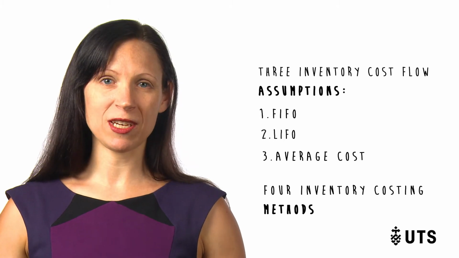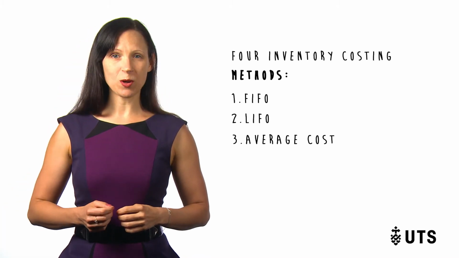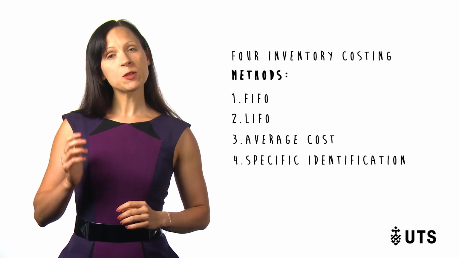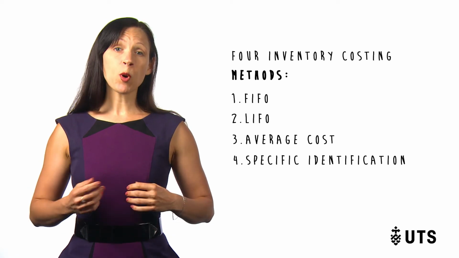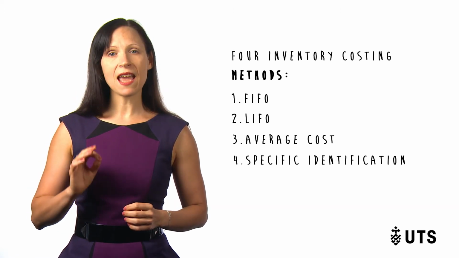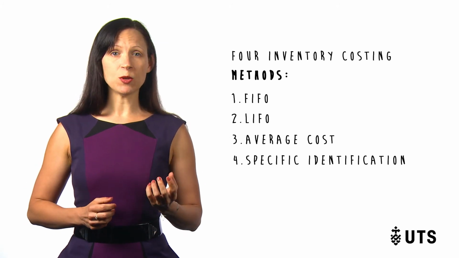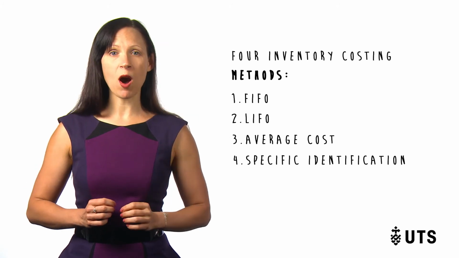and ending inventory. The final inventory costing method is the specific identification method. The specific identification method reports the cost of goods sold as the actual cost of the item. So it is mainly used for uniquely identifiable items such as cars or jewellery.